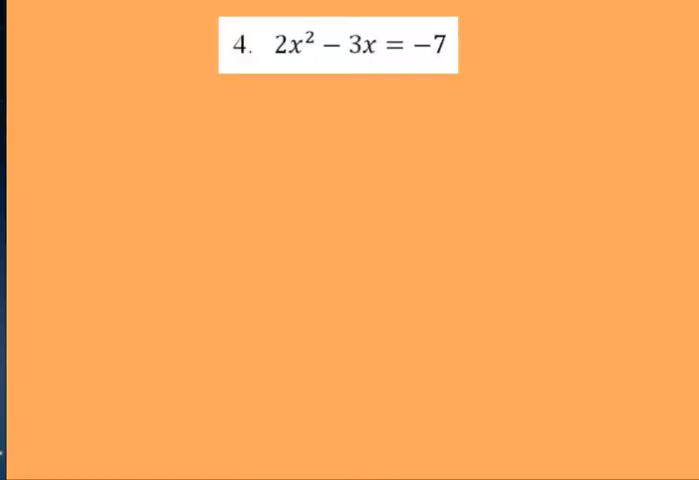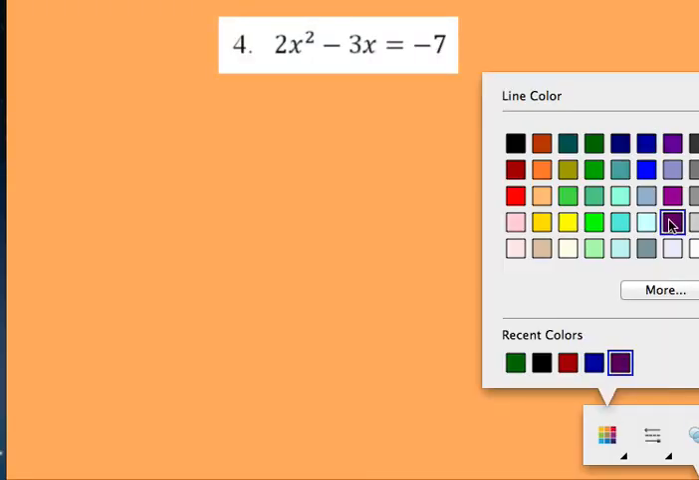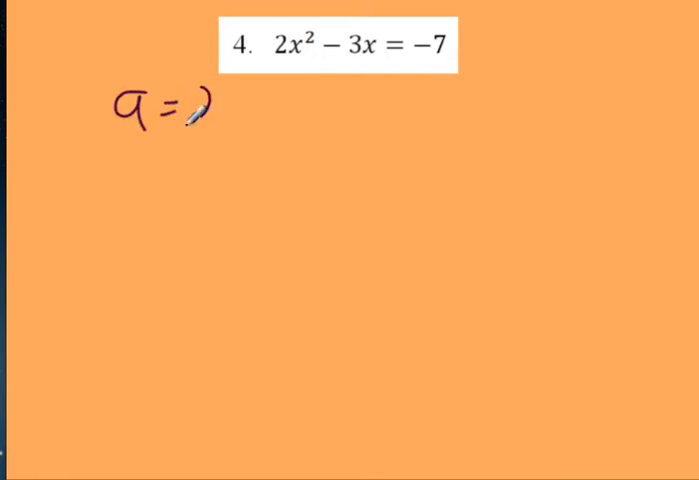Okay. Last but not least, let's take a look at number 5. So we're going to go ahead and calculate out our A, our B, and our C. Our A is 2, that's always with the squared term. Our B is negative 3. Well, now I run into an issue. I see that negative 7 is on the wrong side of the equal sign.